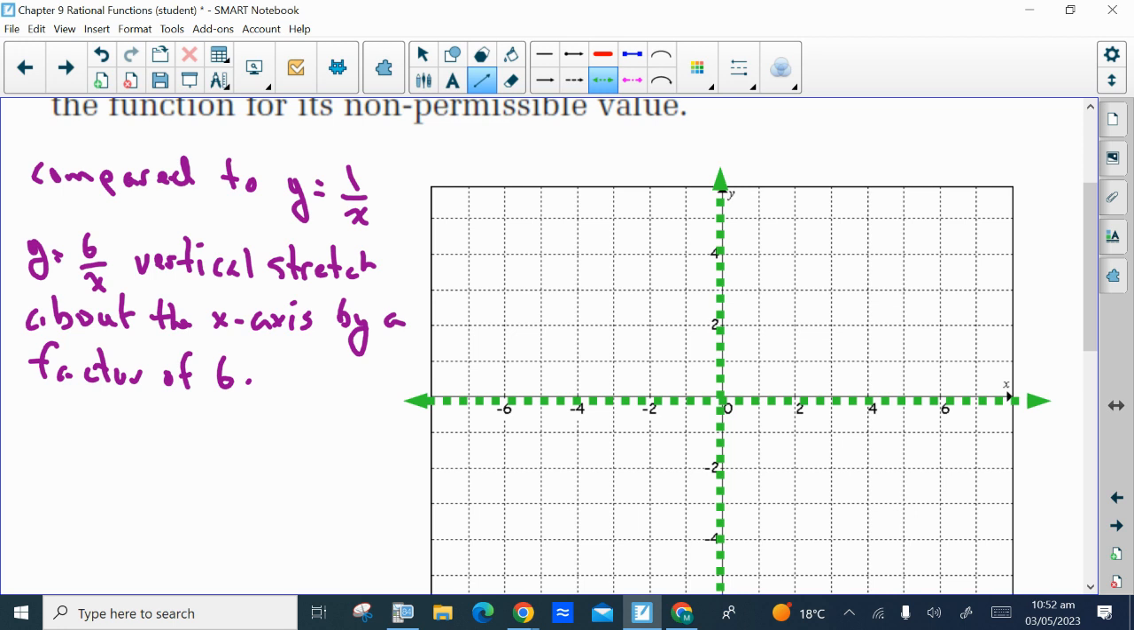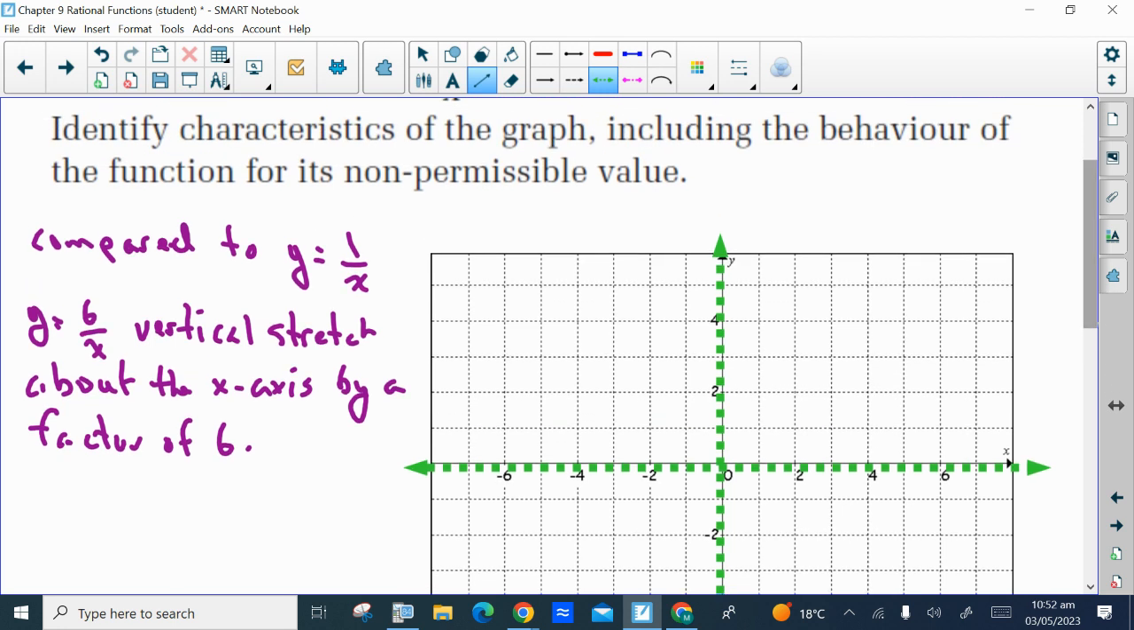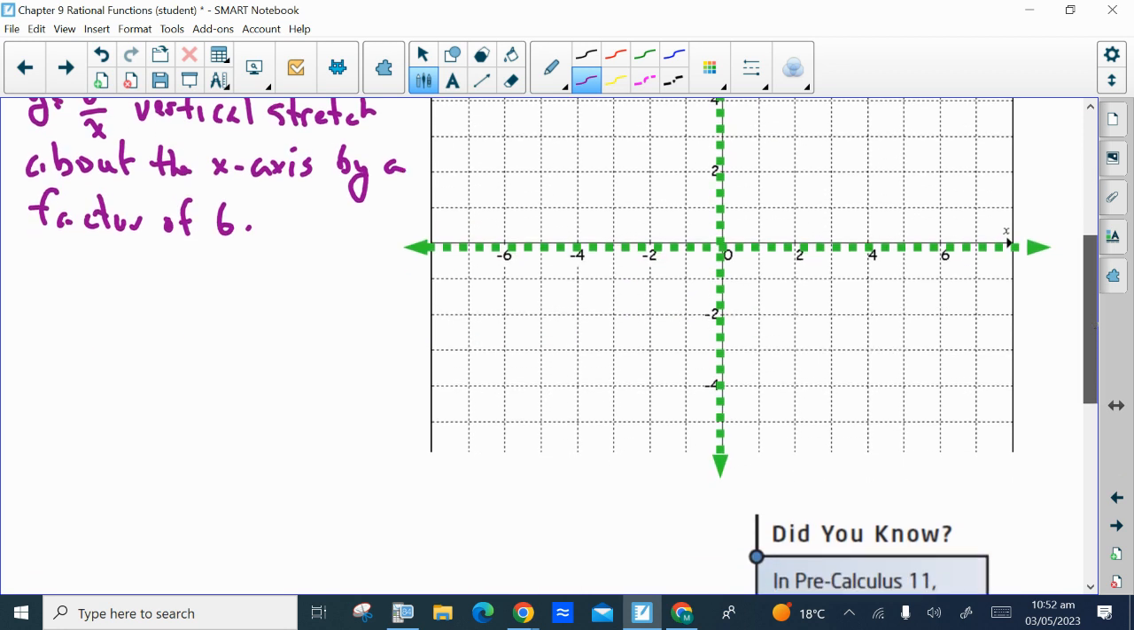But if we compared all the y values on the previous tables, the new y values would all be multiplied by 6. Instead of going through 1 comma 1, this graph will go through 1 comma 6. And instead of going through negative 1 comma negative 1, it'll go through negative 1 comma negative 6. All the y values are multiplied by 6 because that is our A value.